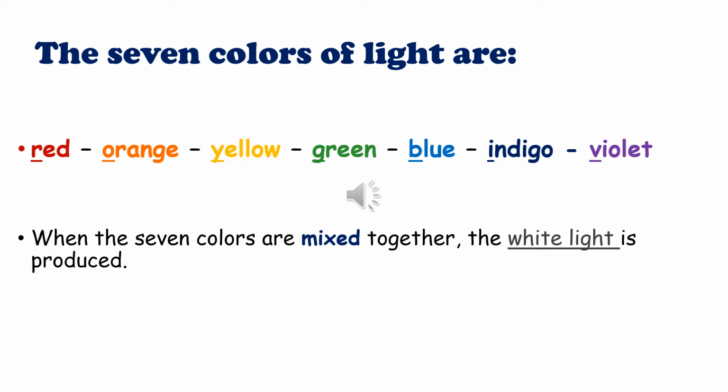As we studied in lesson 1, we know that the light is formed from 7 spectrum colors, which start with red, orange, yellow, green, blue, indigo, violet. But when these 7 spectrum colors mix together, the white light is produced. So we know that the white light is separated into 7 spectrum colors, and when we mix these 7 spectrum colors together, the white light is produced.